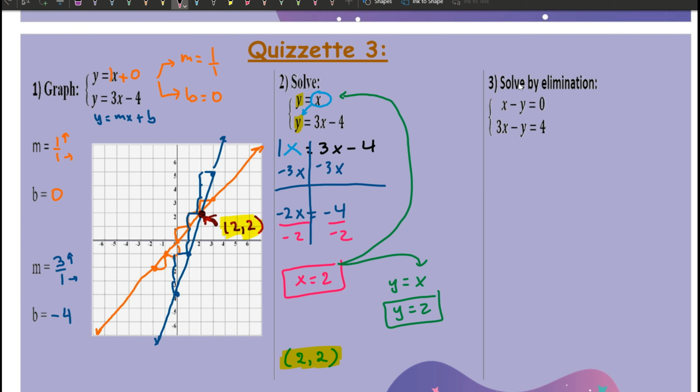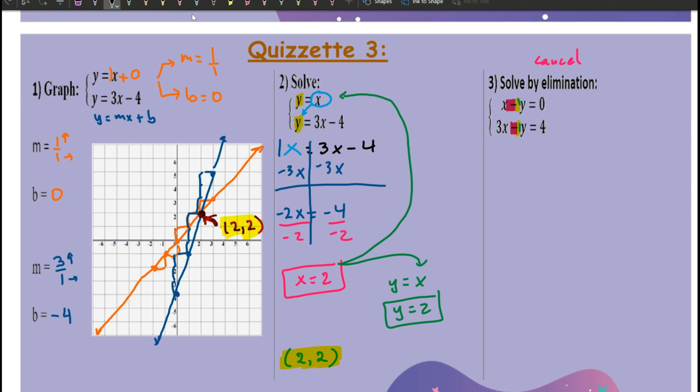Number 3, we're going to solve this system by elimination. So elimination means canceling. You're going to cancel something out. We want to cross out one of the variables, either x or y. In this case, I'm going to choose to cross out the y. To cancel out a variable, you need to have the same coefficient and opposite sign. In this case, they both have the same sign and the same coefficient, because the number in front of y, if you don't see any number, it means 1. This is 1y.